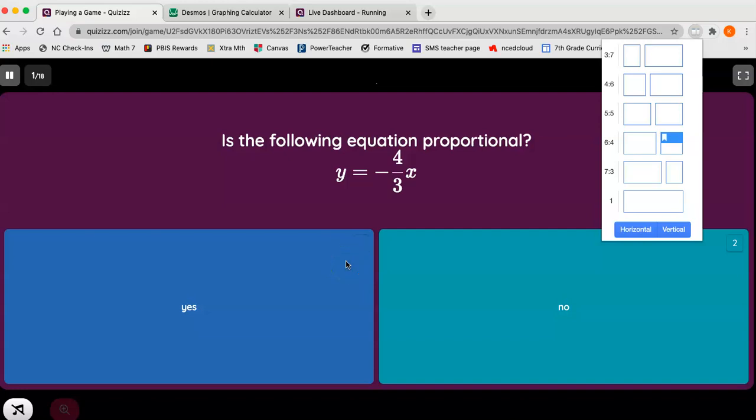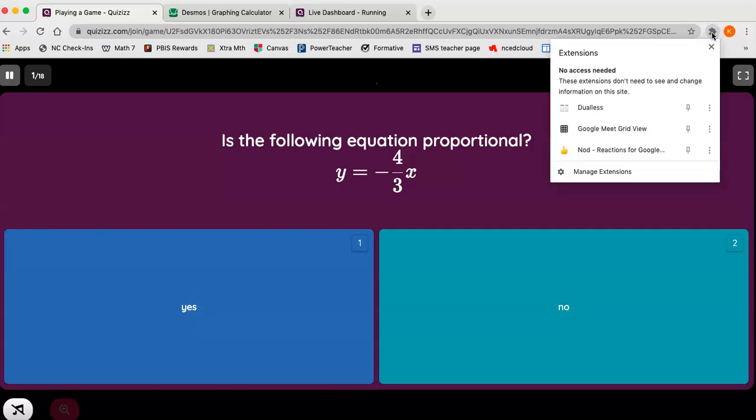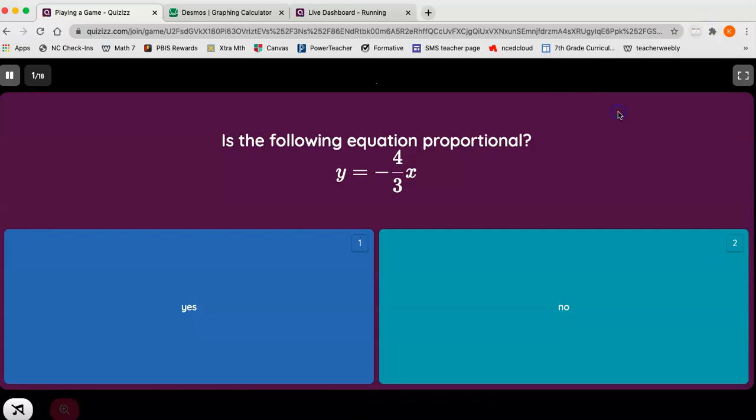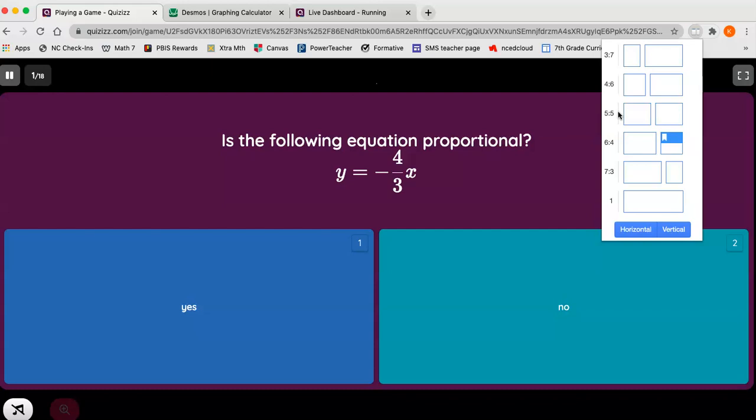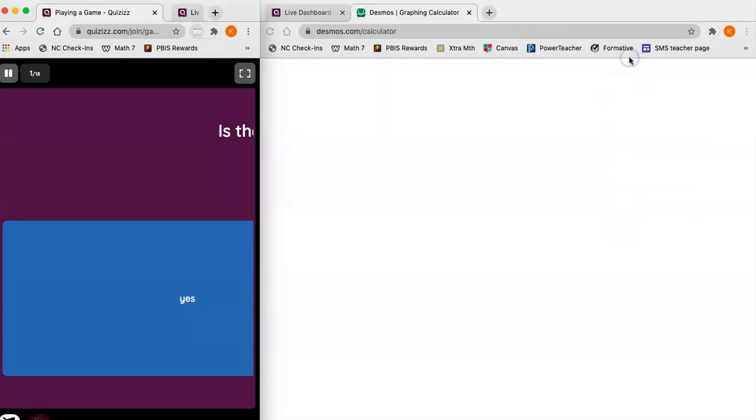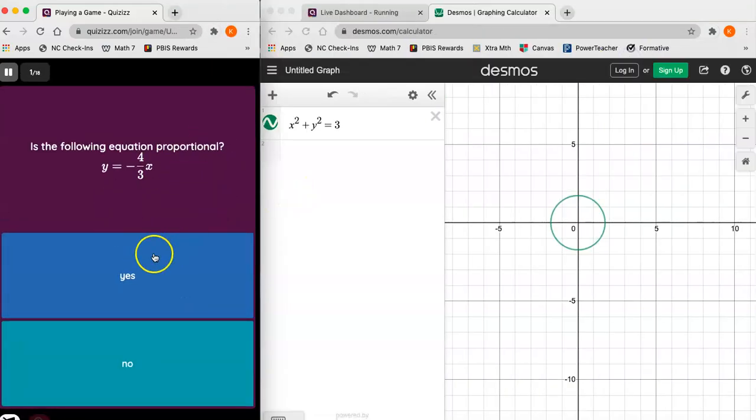I want you to use the Duelist extension. So go over here to your puzzle piece, and then you're going to click Duelist. And then I like the 3 to 7 or 7 to 3, and I want this quiz to be the 3, the smaller portion of the ratio. And I would like it to go on the left side. So I click on the left side, and it will place the tab that I was in on the left side since I clicked on the left side.